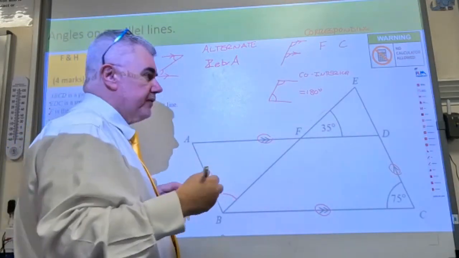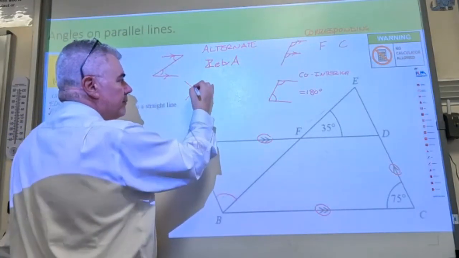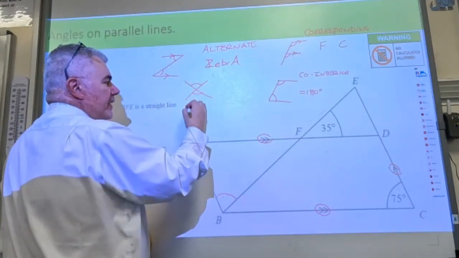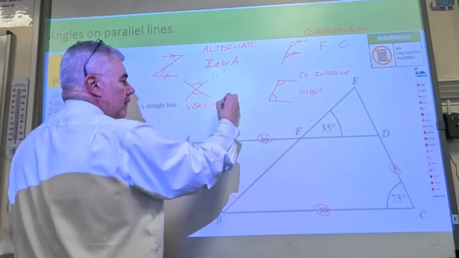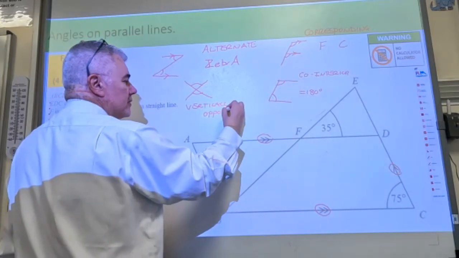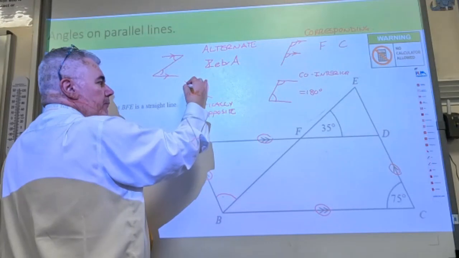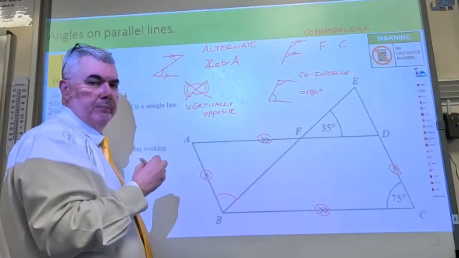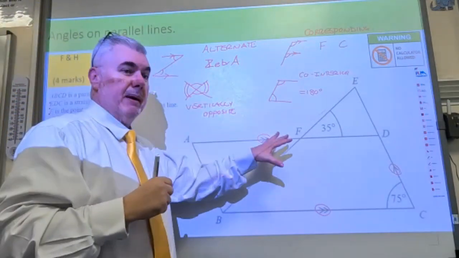The last fact that often turns up, and it's not actually about parallel lines, are these. And these are called vertically opposite angles. This one equals this one. This one equals this one. Vertically opposite.